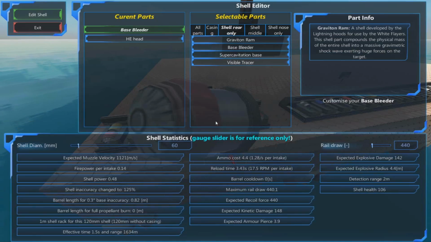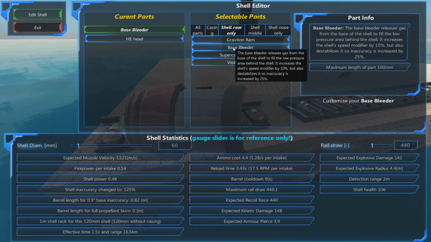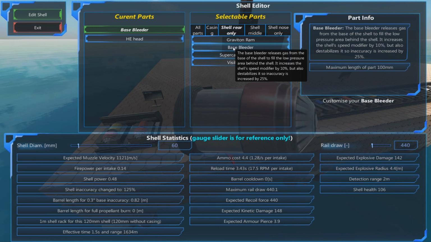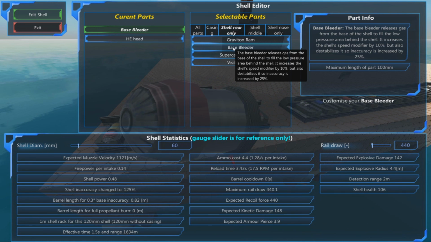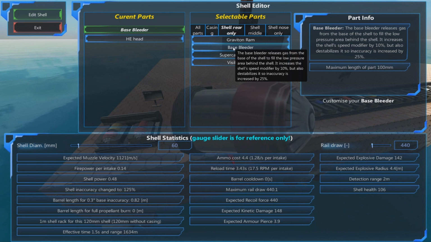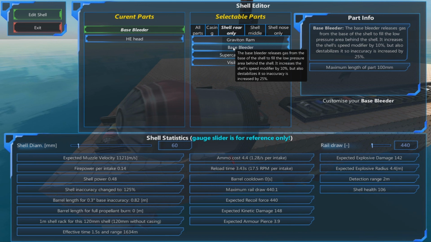So, moving right along, now we get the base bleeder. The base bleeder is one of my favorite shell components simply because I use it all the time. It releases gas from the base of the shell to fill the low pressure area behind the shell. It increases the shell's speed modifier by 10%, but also destabilizes it, so inaccuracy is increased by 25%. I actually didn't know that before reading it. I didn't realize it increased inaccuracy.